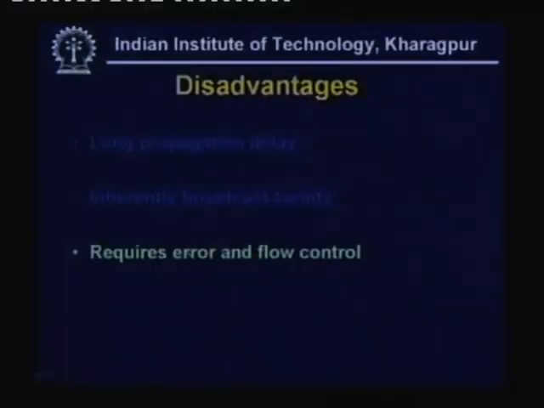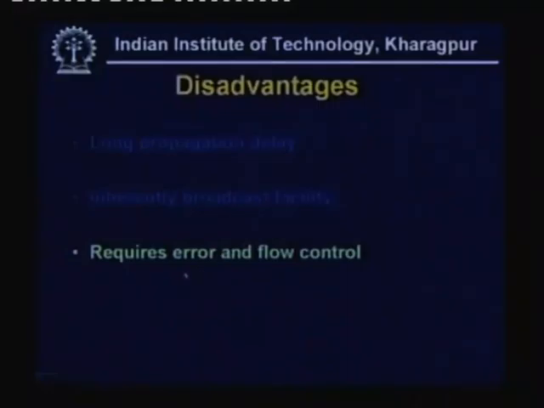Finally, because it is passing through the medium, there are various problems. You have to perform error control. The data can get corrupted, and sometimes we face the problem of slow and fast communication, which is flow control. So, we have to perform error control or flow control for reliable communication. So, we shall discuss about these two issues, error control and flow control, later on.